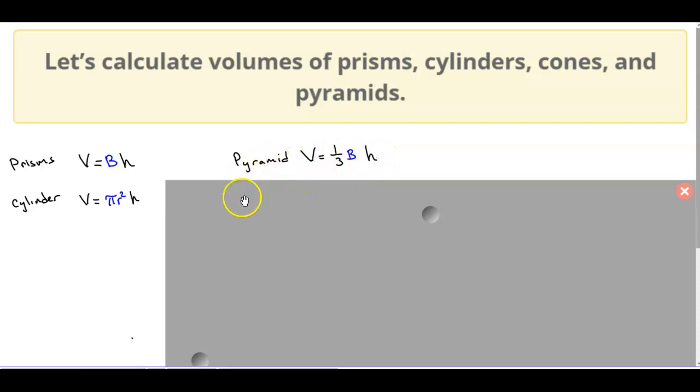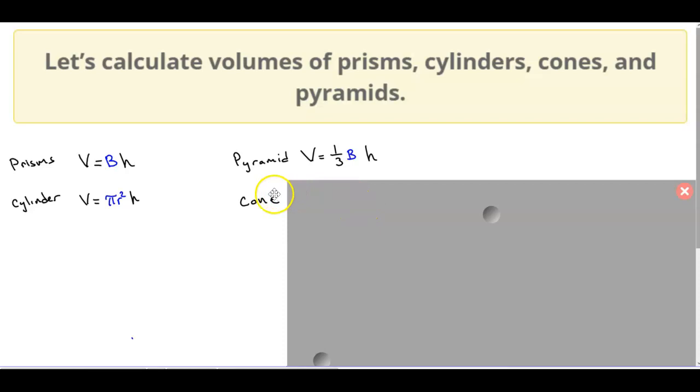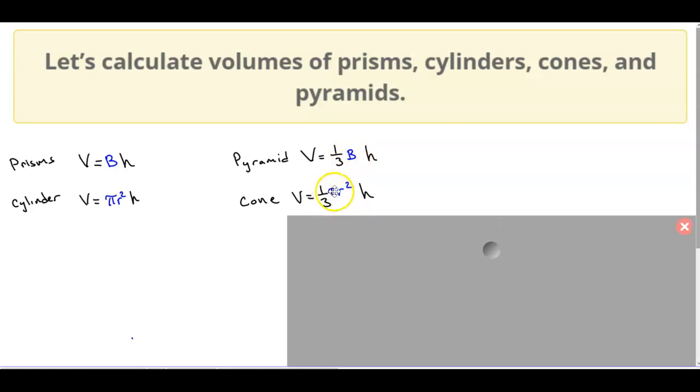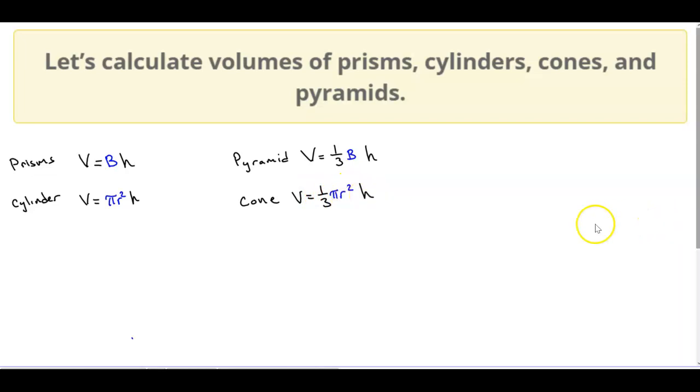And then we said, a cone has a circular base. So the only thing I'm going to do is change the capital B here into the area of a circle. So 1/3 pi r squared times the height. So hopefully you're not really looking at this as 3 or 4 separate formulas. You're thinking they all came from the volume of a prism. All right, let's use those here today.